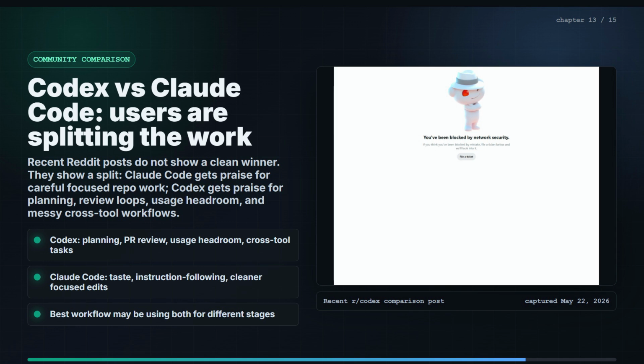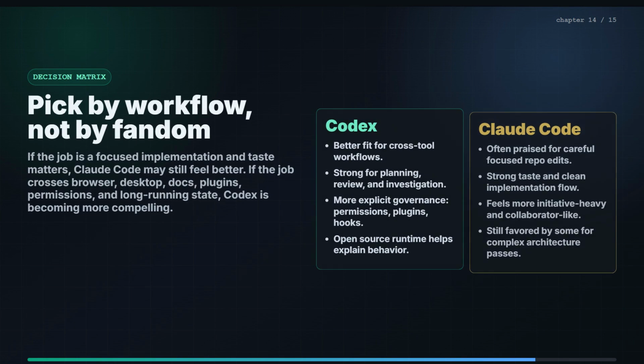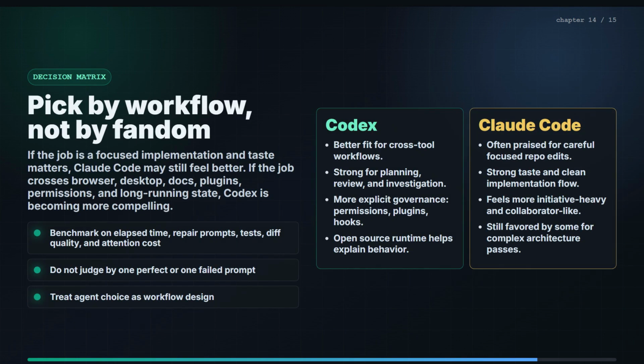My practical split is this. If the job is a contained implementation where taste and careful edits matter, Claude Code may still be the better first choice. If the job crosses code, browser, desktop, plugins, permissions, and long-running state, Codex is becoming more compelling.